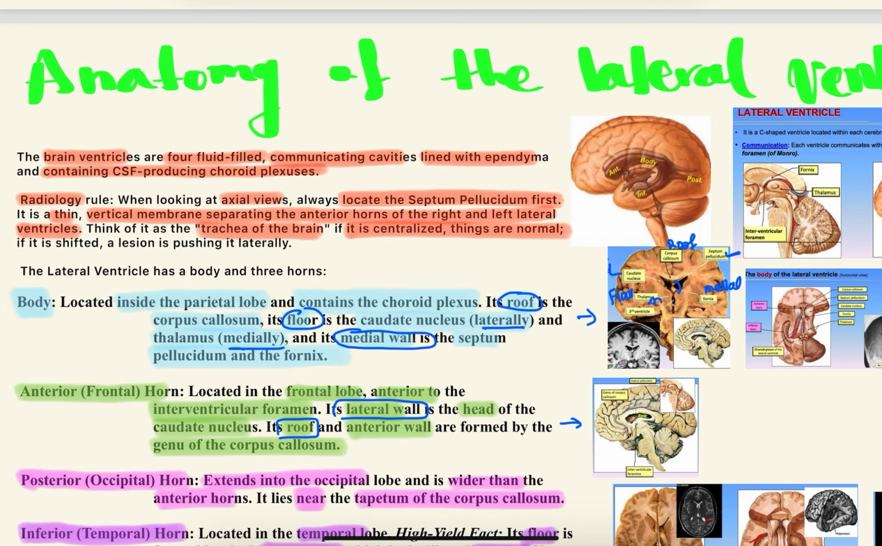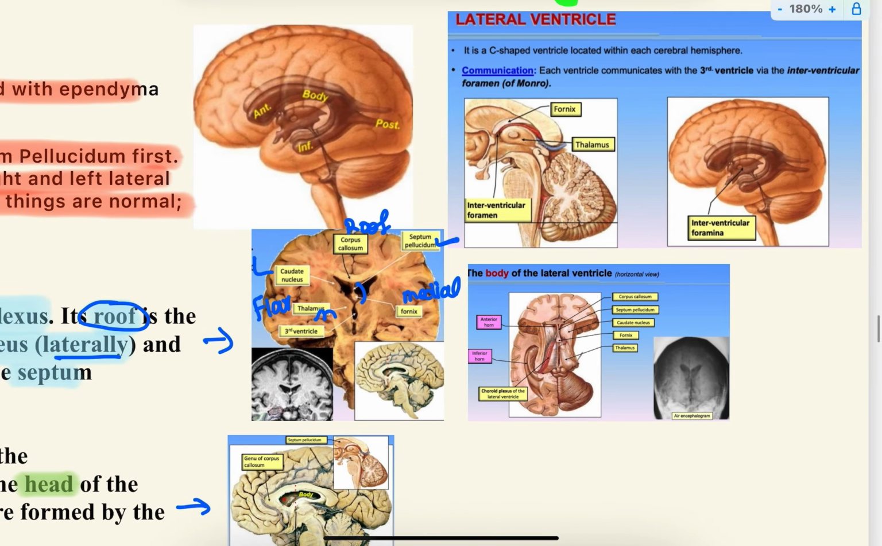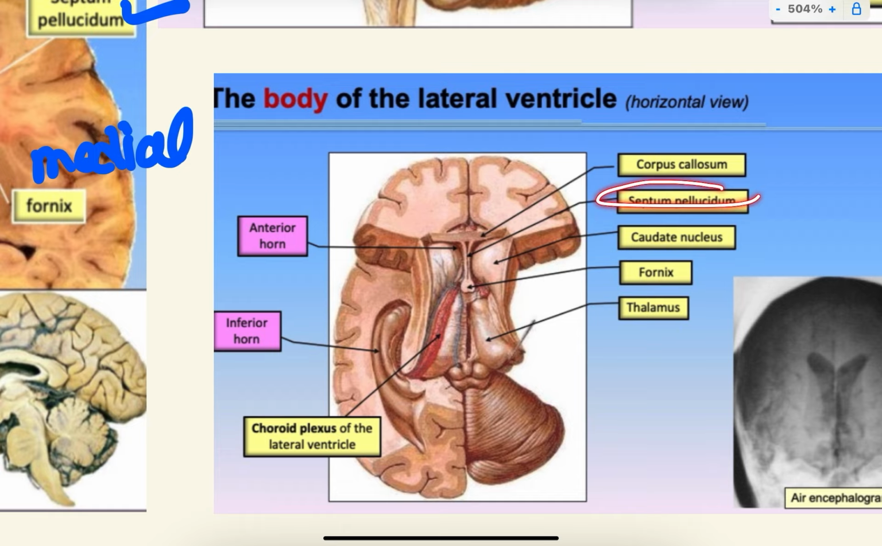Now, whenever I look at an axial view in radiology, I need to see the septum pellucidum and say whether it's centralized, if it's in the center or not. It's like the trachea of our brain. So basically, the septum pellucidum is a thin vertical membrane between both anterior horns of the lateral ventricle. So where can I see it here? This is the septum pellucidum. It's between both anterior horns of the right and left lateral ventricle. So I can say that it's centralized, not deviated.